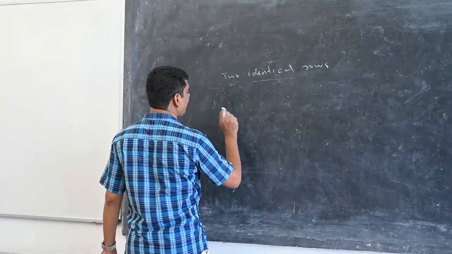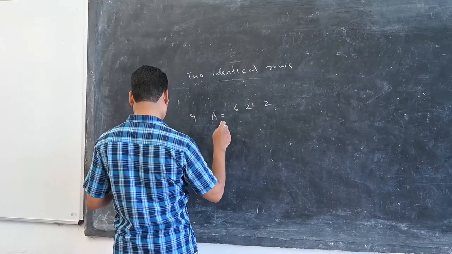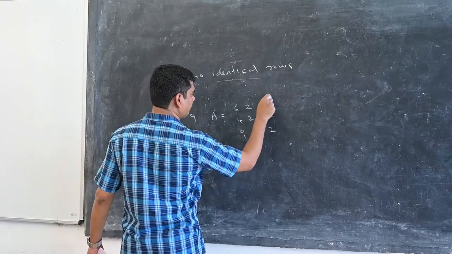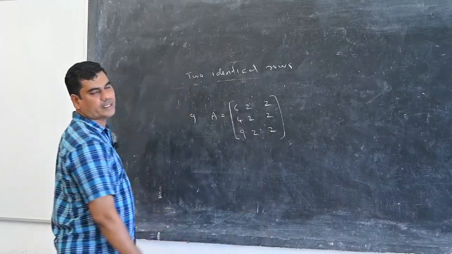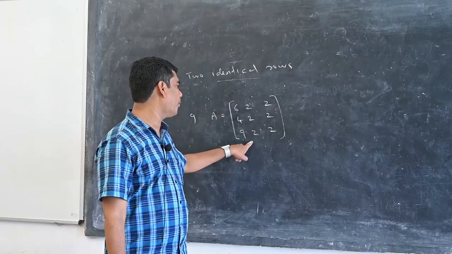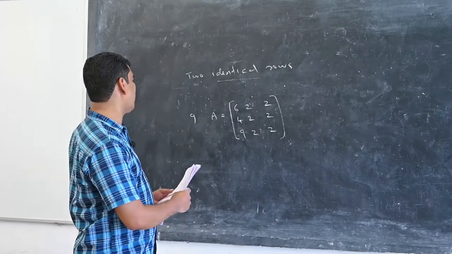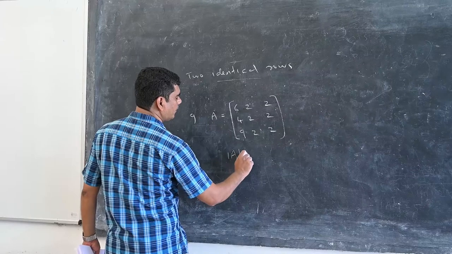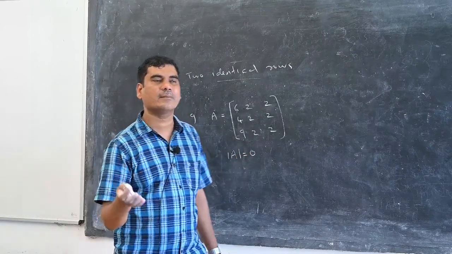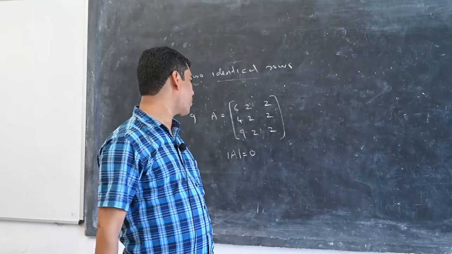Example, A is equal to 6, 2, 2, 4, 2, 2, 9, 2, 2. So this square matrix has two identical columns. These two columns are the same. The second column is 2, 2, 2. The third column is 2, 2, 2. This square matrix has two identical columns. So determinant of A is equal to 0. If we expand the determinant here, we have 0. Row identical, column identical, determinant 0.